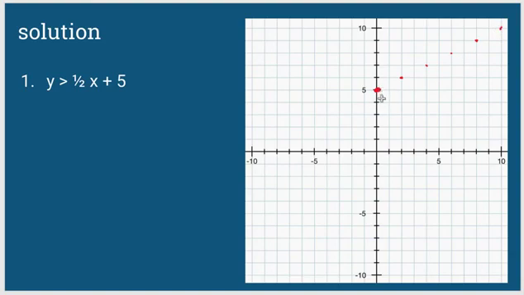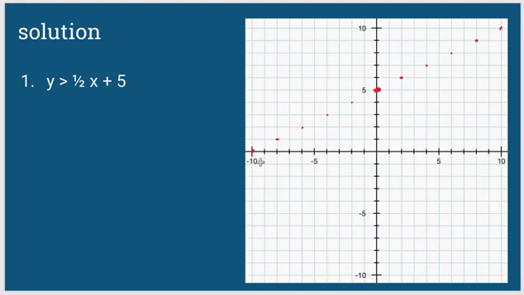And then I could also think of that 1/2 as being negative 1 over negative 2. So I'll go down one, two spaces to the left. I'm going to mark in some points in the other direction. And that'll look like that.